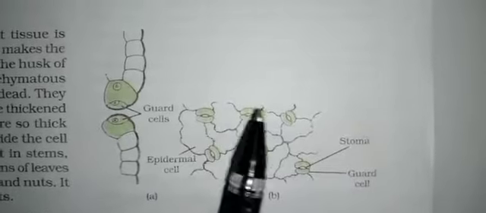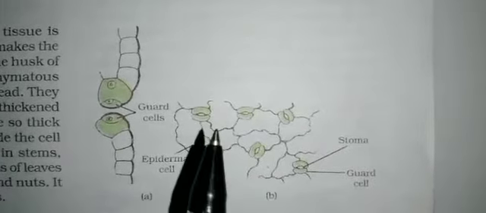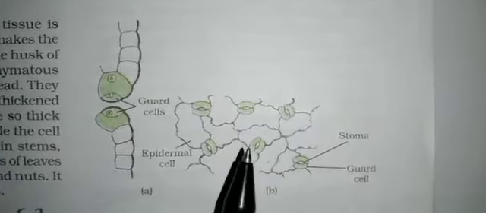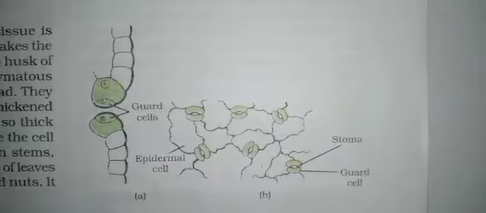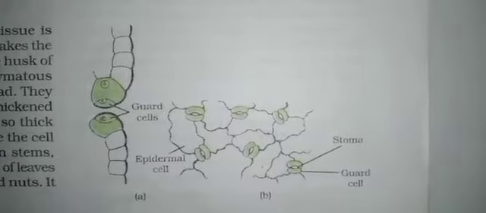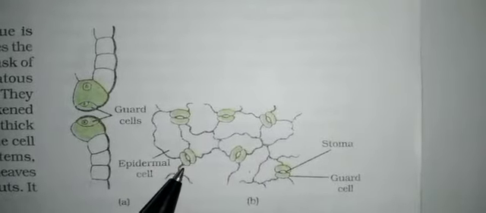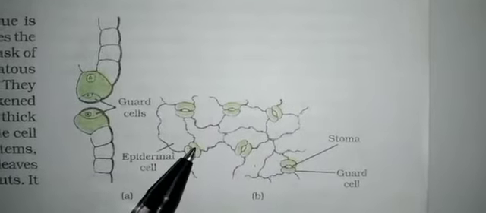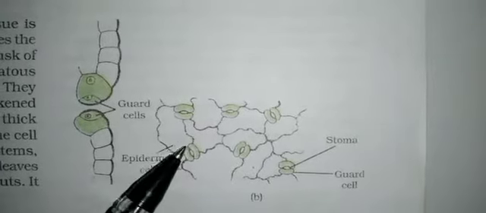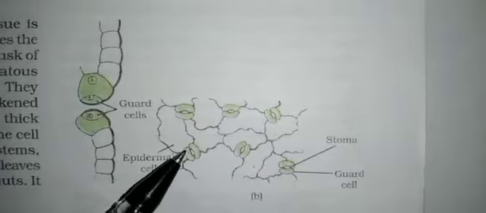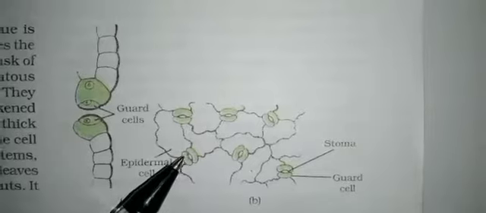If you take a section of the leaf like this, I think most of you have observed these stomata under a microscope, right? I have shown you in the biology lab. Here you can see kidney shaped cells. These are guard cells.